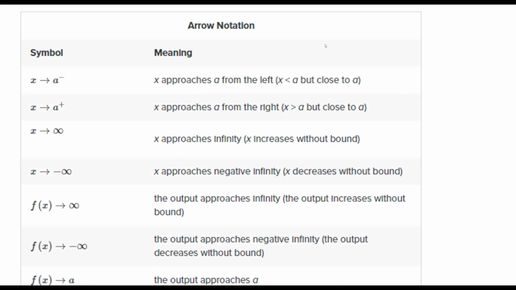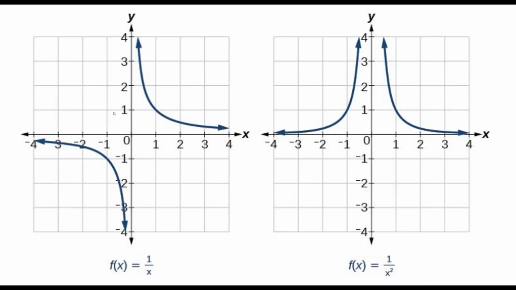A couple of notations here. x goes to a with a little minus sign means that x approaches a from the left side. x goes to a with a little plus means x approaches a from the right side. So back up here, approaching 0 with a plus sign would be here, and x approaching 0 with the little minus sign would be this side over here.